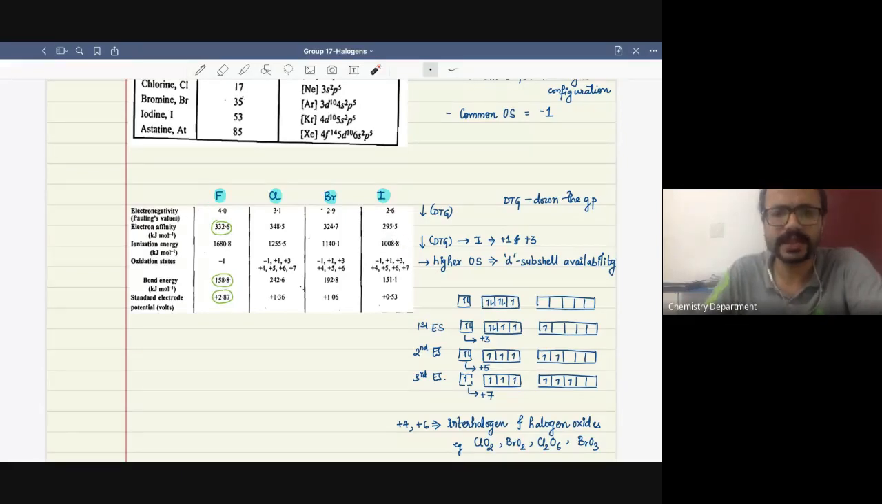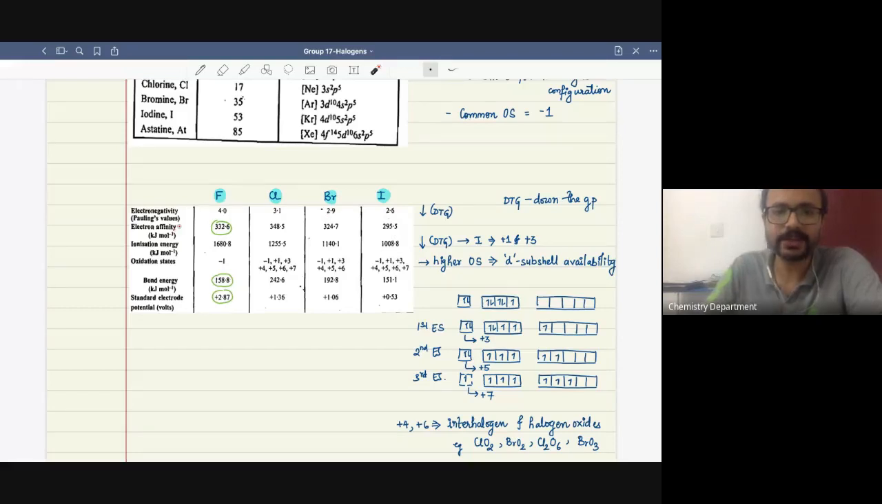Moving to the electronegativity value, these are also self-explanatory. As you can see, as expected, the highest electronegativity value is that of fluorine, and then chlorine, bromine, and iodine. So you have a smooth decrease in the electronegativity value as you move down the group in the case of the halogen family.